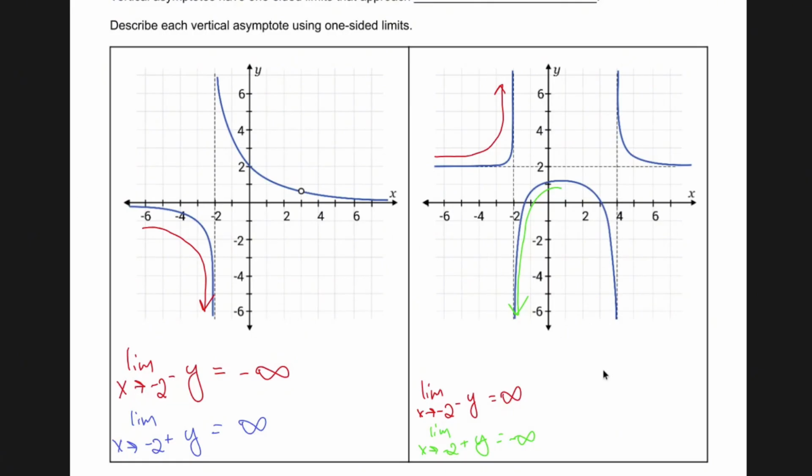My other vertical asymptote is 4. So I care about the limit as x approaches 4 from the left. As I come from the left, I'm going this way, and I'm shooting downward, which means it's going to be negative infinity. What color didn't I use yet? Blue. And my limit as x approaches my vertical asymptote from the right side has me going from the right. Here I go towards 4, and it shoots up at positive infinity.